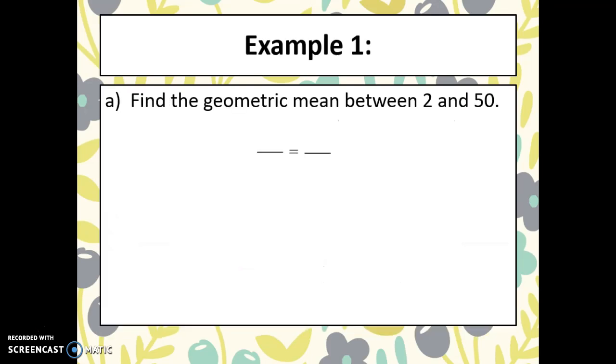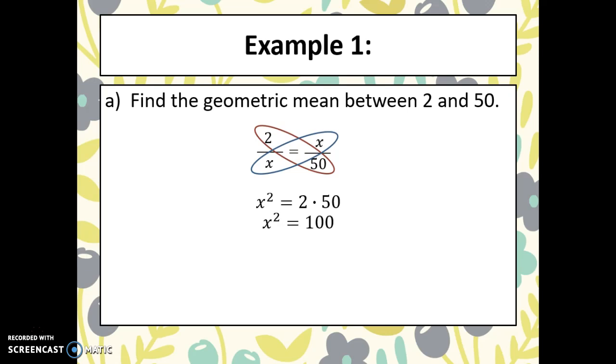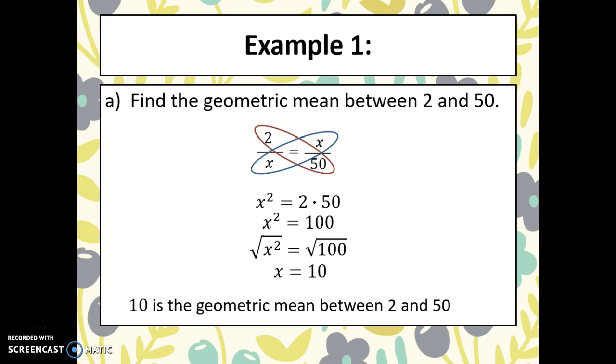So let's do an example of actually finding the geometric mean between two numbers. We have to fill in our means as x. Then 2 and 50 are the other two numbers that will go in our proportion. Now with our proportion set up, we can cross multiply. We have x times x, which is x squared, and 2 times 50 would give us 100. Then we can take the square root of both sides, and we would get x equals 10. So 10 would be the geometric mean between 2 and 50, because it's the positive square root of the product of the two numbers.